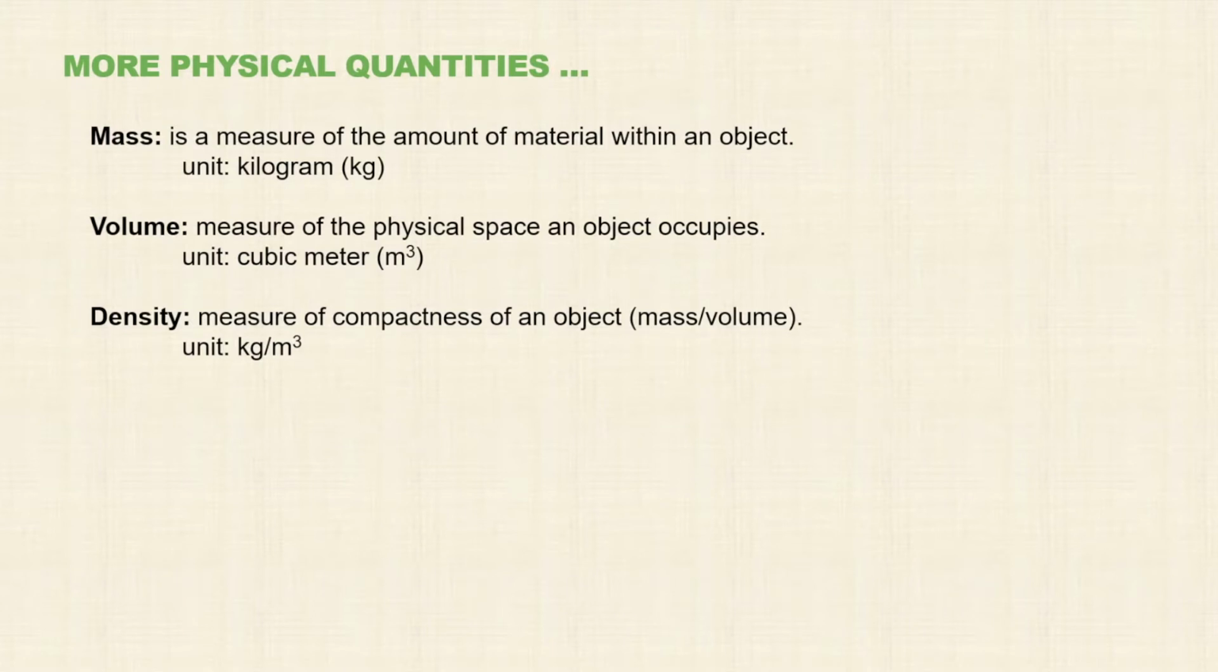Meter cubed. Density is the measure of compactness of a system, how compact an object is. The definition is mass per unit volume. So you divide the mass of an object by its volume, and you get the density.